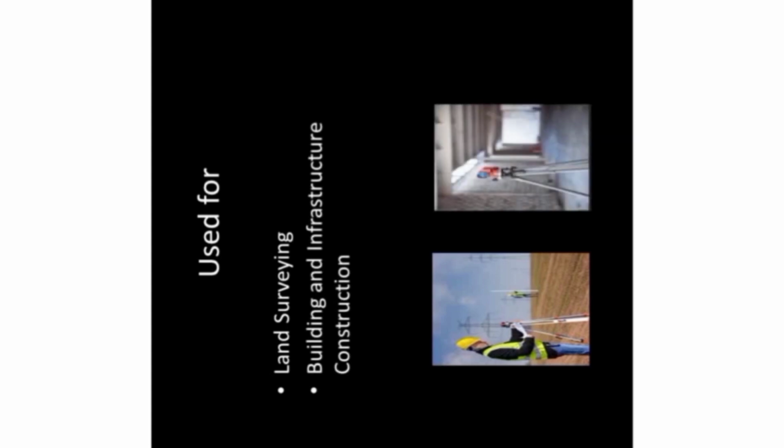So we'll get the first letter as theta. So as we know, theta is used to denote angle or angular measurements. So the theodolite can be basically used for land surveying, then building and infrastructure construction, and it can also be used for meteorology and rocket launching.